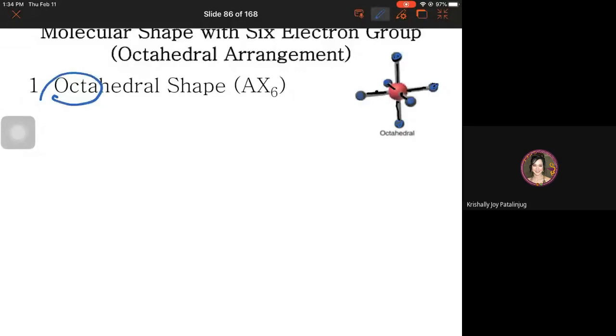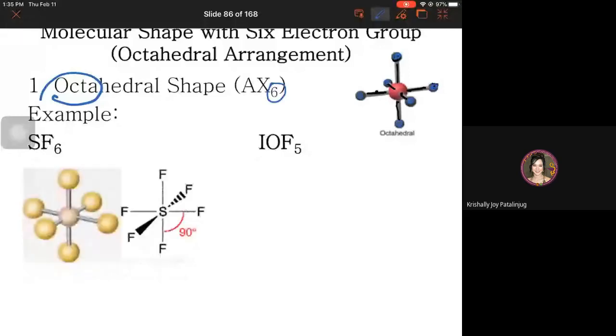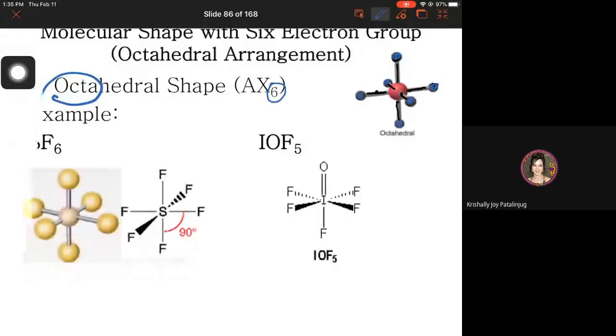So, una, kapag lahat ng 6 na electron group surrounding a central atom, puro bonding group. Okay? Or yung central atom merong 6 na surrounding atom that will give rise to octahedral shape. So, example, sulfur hexafluoride. Another example is iodine oxypentafluoride. Okay, so these are a few examples for a molecule with an octahedral shape. Okay, yung central atom nila merong 6 na surrounding atom. So, AX6.